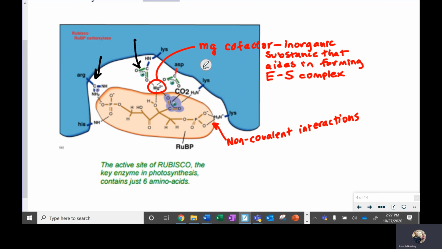This is an example of an enzyme called Rubisco, or ribulose bisphosphate carboxylase oxygenase. And what it's doing is taking carbon dioxide and combining it with this molecule called RuBP.